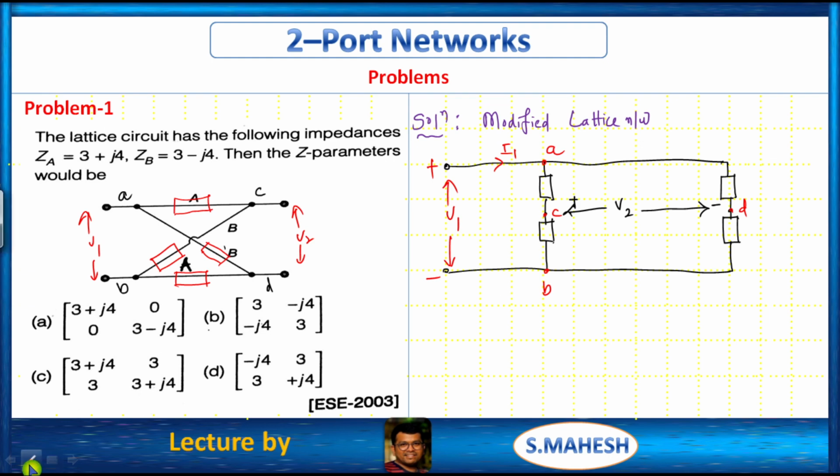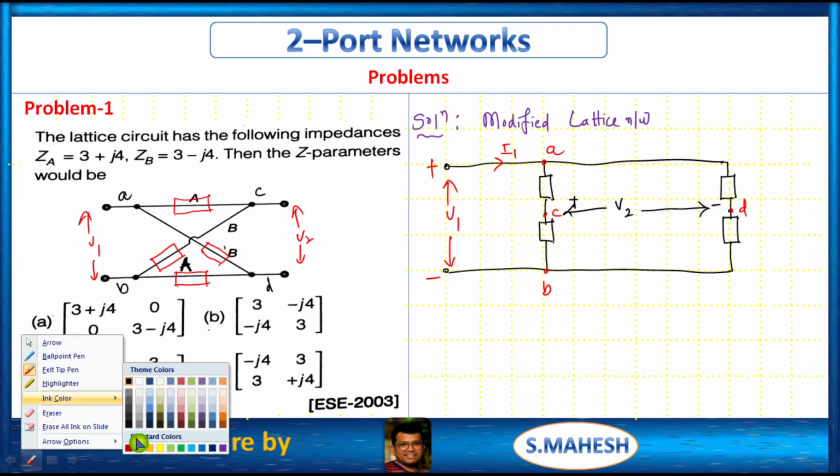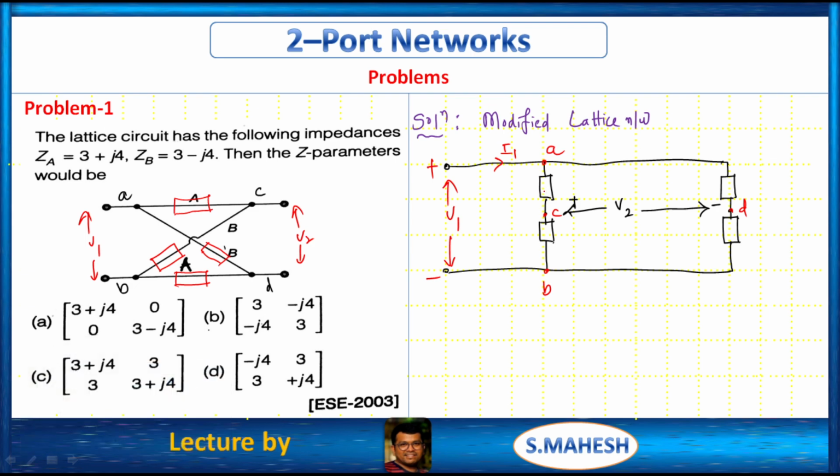Next we are having Z1, Z2, Z2. Between A and C we are having Z1, because the circuit is symmetrical. Series arm impedances as well as diagonal arm impedances are the same. So between A and C we are having Z1, and between B and D we are having Z1. So this is the modified lattice network from the given network.